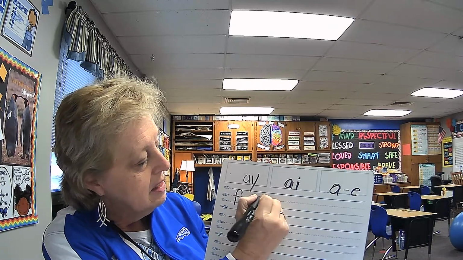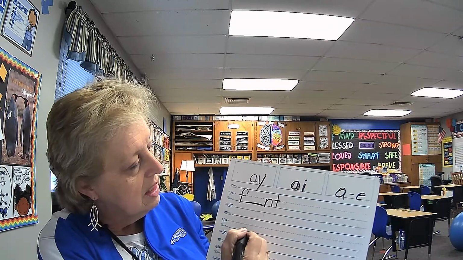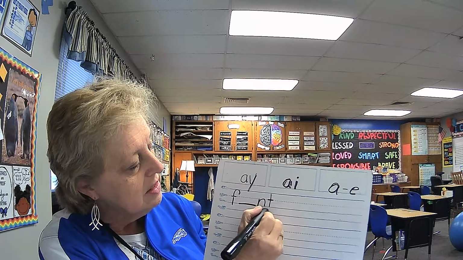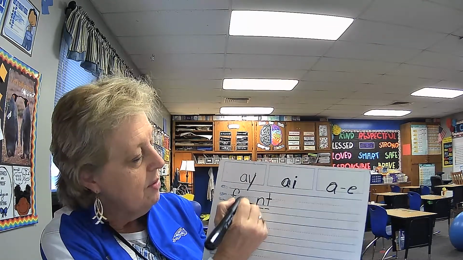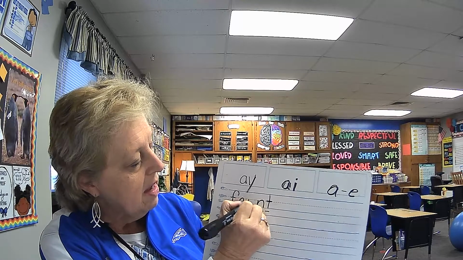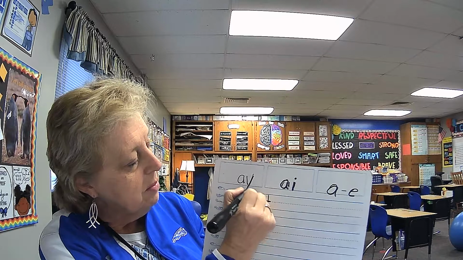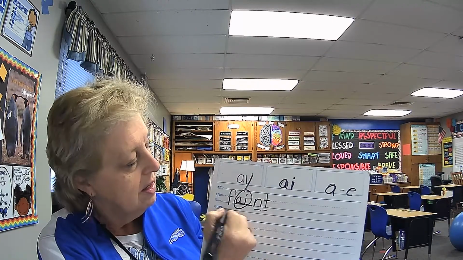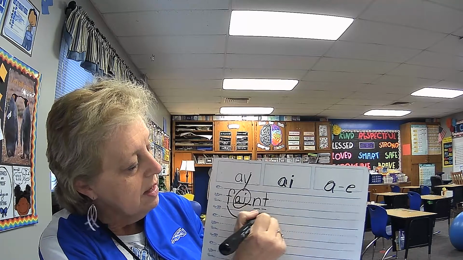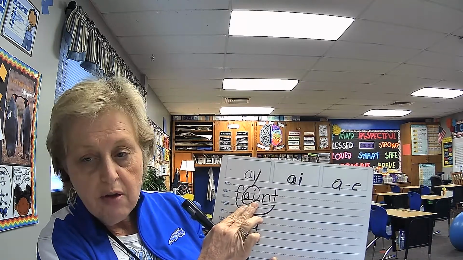Faint. Well, it has two consonants, so that means it can't be a consonant E. So it has to be AI. Faint. So let's circle the double vowel. I already have the two consonants underlined. And scoop it. And it is a double vowel.